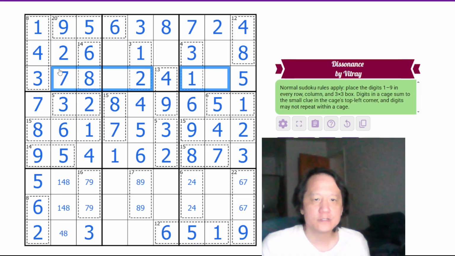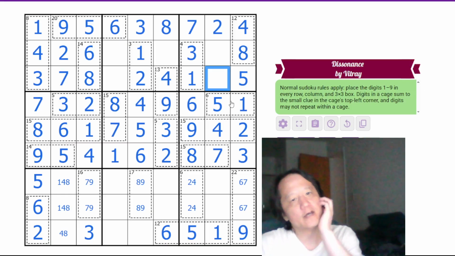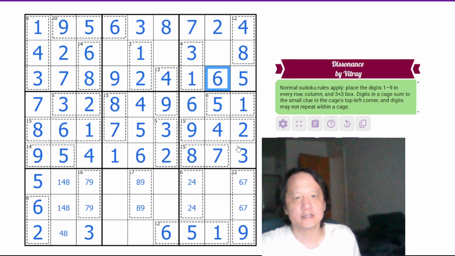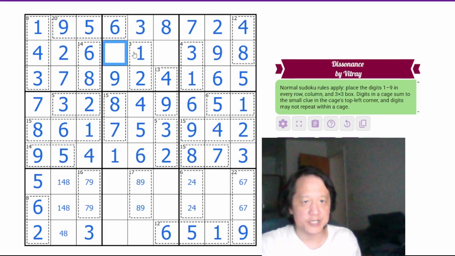Remaining digits. Let's go through row 3. We have 6 and 9 remaining. This can't be 6 because of 6 in the box, so that's 9. That's 6. Remaining digit in this upper right-hand box is 9. Remaining digits in row 2 are 5 and 7. This can't be 7 because of 7 in the column, so that's 5, which makes that 7.